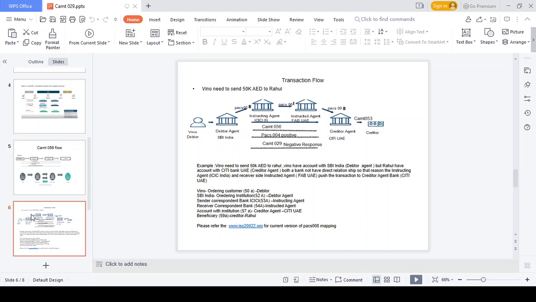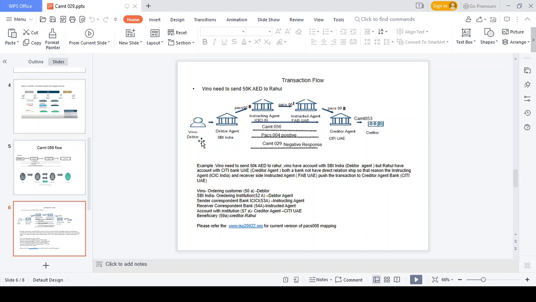For that reason they approach the instructing agent from India, ICICI Bank India, and the instructed agent from UAE, FAB UAE. Vino deposits the 15k to the debtor agent bank SBI India, PACS.001. After that the transaction moves to PACS.008, instructing agent, instructed agent. Again it goes to the creditor agent. After the money is converted, it is sent to the creditor Rahul. This is the simple example.